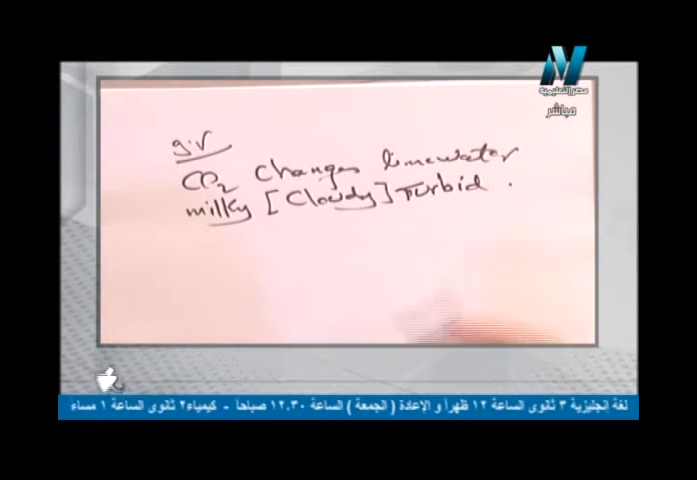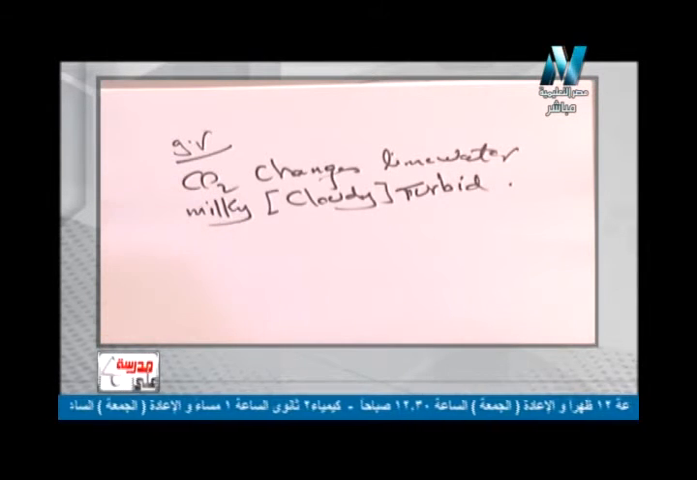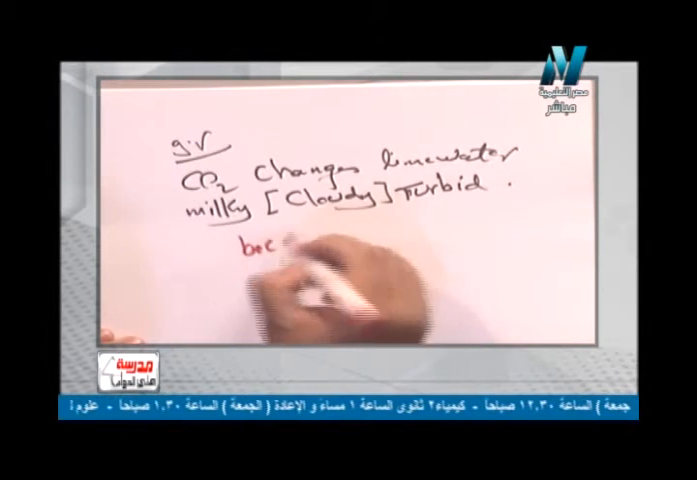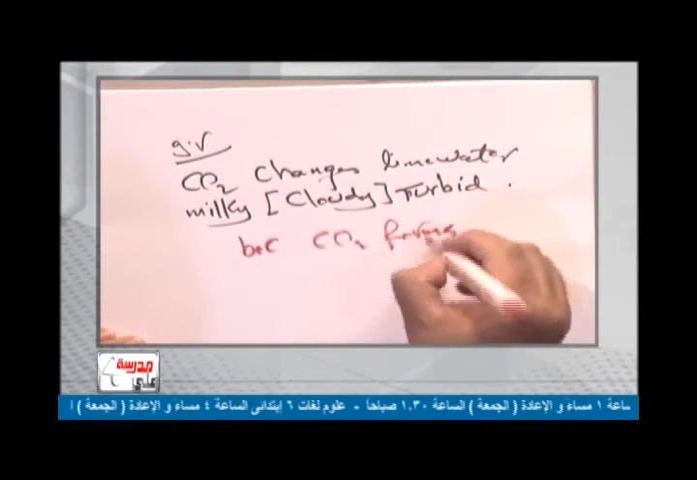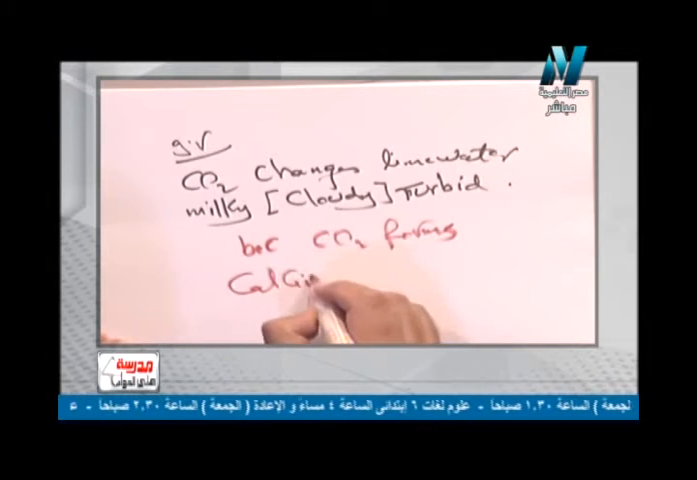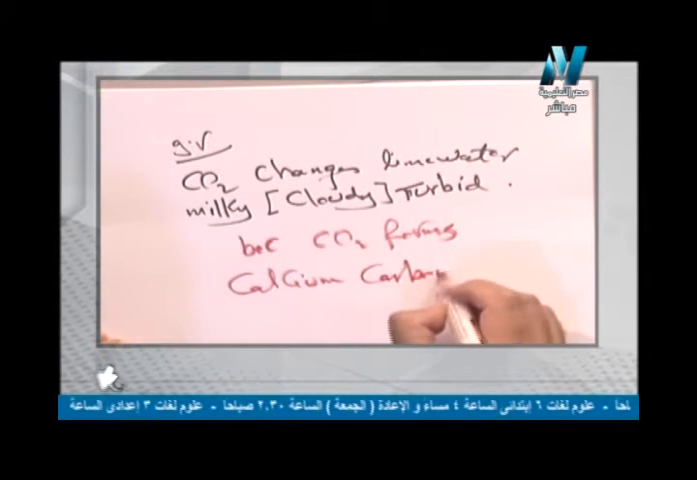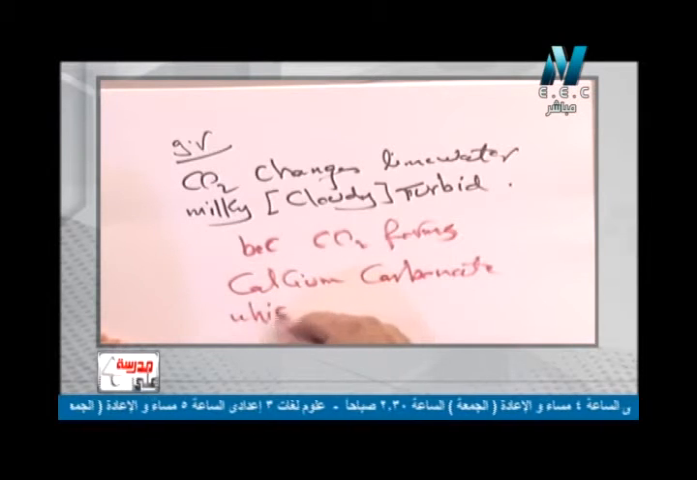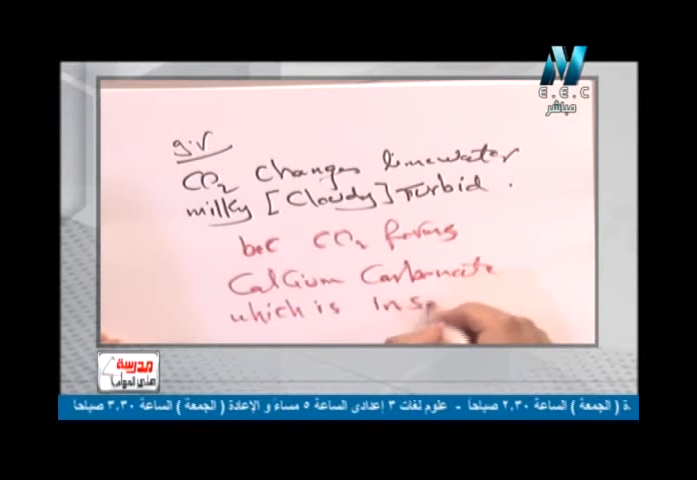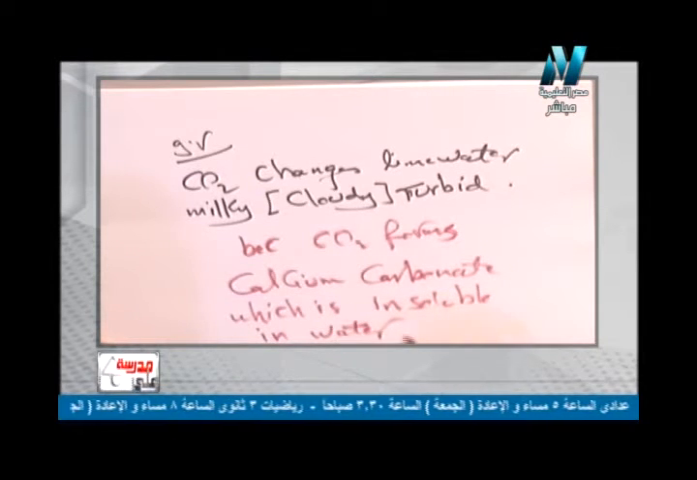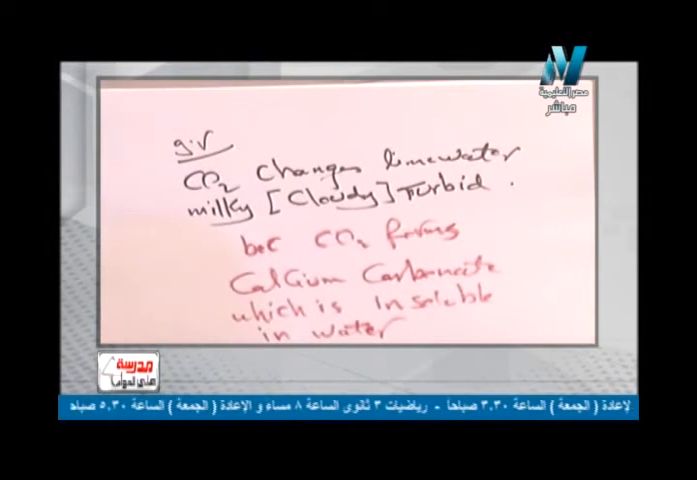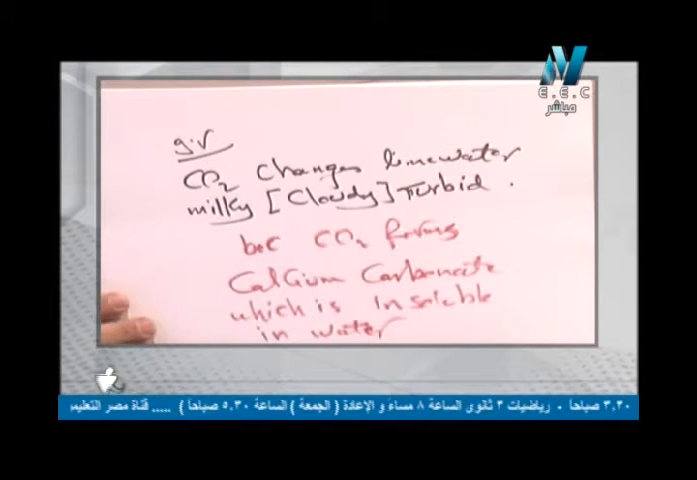ليه الكربون دايوكسيد بيعكر اللايم water؟ So the answer would be simply because carbon dioxide forms calcium carbonate, which is insoluble in water. هي مادة ما بتدوبش في المية، عشان كده هنسميها أو هيحصل عملية turbidity أو cloudy أو milky، عشان كده هتعكر lime water. So again, the lime water becomes turbid or cloudy or murky due to the passage of carbon dioxide through it.